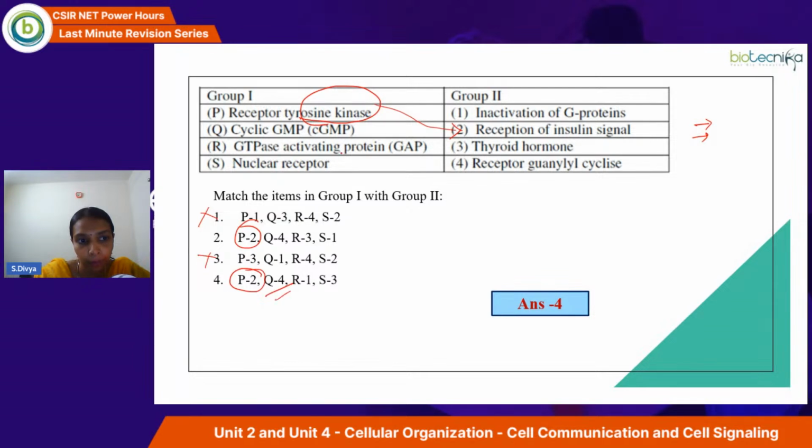Next, Q to 4. cGMP is related to GC. GTPase activating protein: just now I said if GAP is there, it results in hydrolysis. Hydrolysis means inactivation. And finally, nuclear receptors. An example is thyroid hormone. Now, this is an example of a class 2 receptor, whose receptor resides in the nucleus, present within the DNA sequences directly. Unlike the other one, which is class 1, present in the cytoplasm.